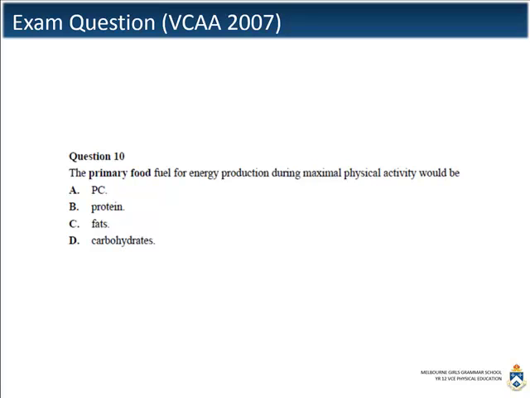Now this is tricky, because in maximal physical activity we use PC as our energy source, but the question's not asking that. It's asking us what the major food fuel being used is. So if we look at these three, the best option is carbohydrates, because it's the one that we use more than the other two. In actual fact, we use PC more, but it's not a food fuel. So don't let that one trick you.